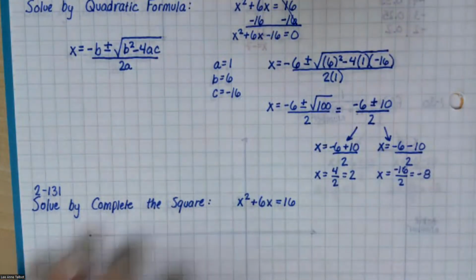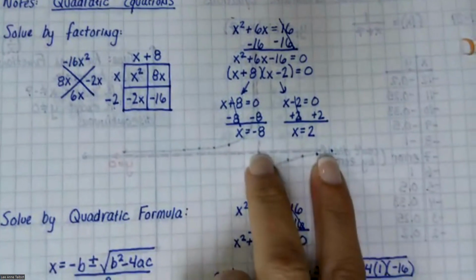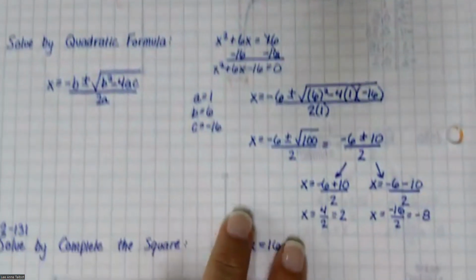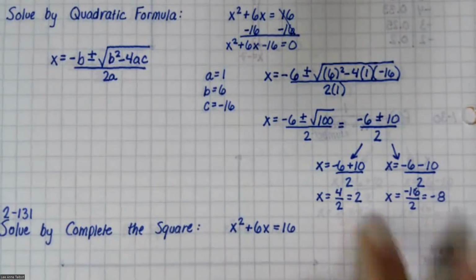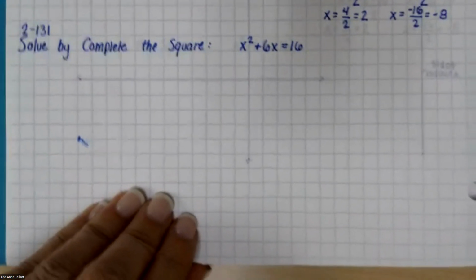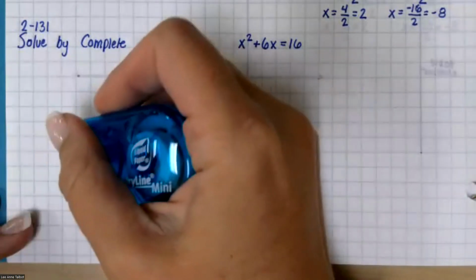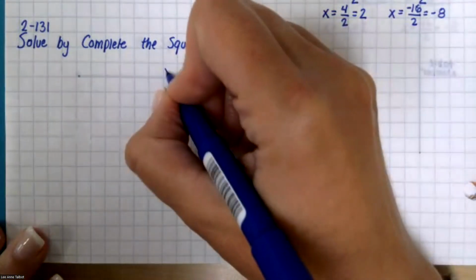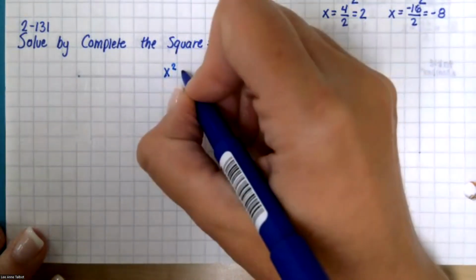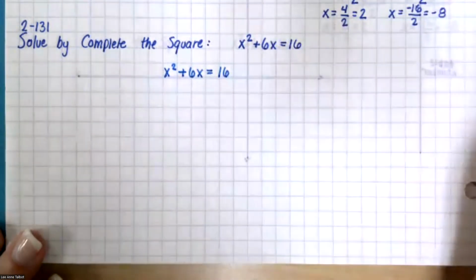Okay. What I was trying to show you is that we did this problem by factoring and the answers were 2 and -8. We did this problem by quad formula. The answers were 2 and -8. So when we solve this by complete the square, the answer should be 2 and -8. Now, did I have to make a big old flare pen mark on my paper over it? No. Okay. So x squared plus 6x equals 16.